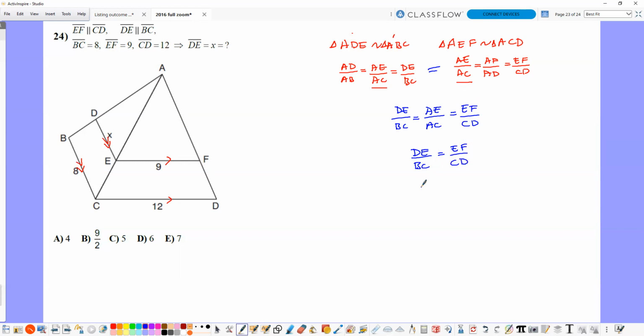DE is equal to x divided by 8. It's equal to EF over CD, that's equal to 9 over 12. If we cross multiply here, 12x is equal to 8 times 9. 12x is equal to 72. And x is equal to 72 over 12. x is going to be equal to 6.